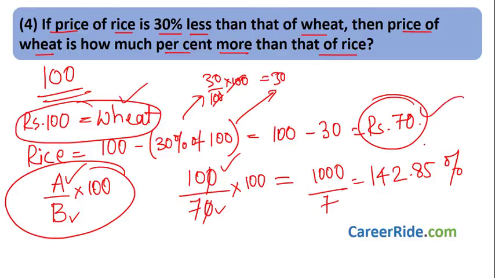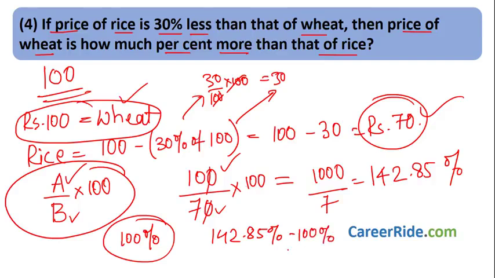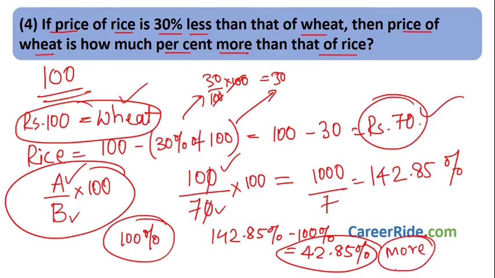Now what they want is not how much is the price of wheat in relation to rice in percentage. What they want is how much more is the percentage. Generally the entire quantity we take as 100%. 100% is maximum, correct? So how much extra is there? 142.85% minus 100% would be 42.85% more. So the price of wheat is 42.85% more than the price of rice. Correct?